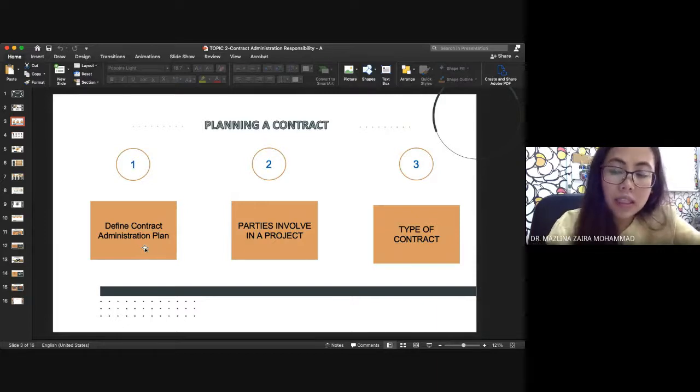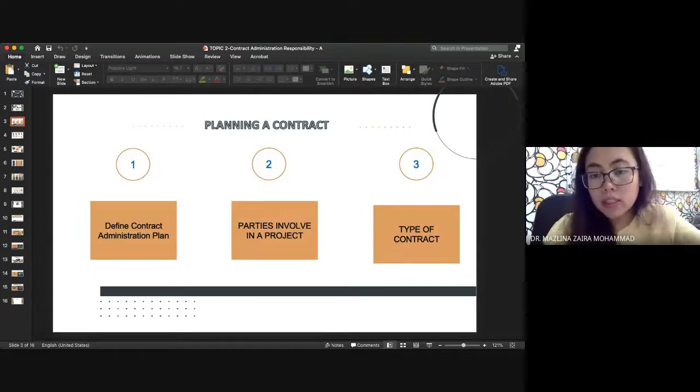They have a kick-off meeting, for example, the first time they start the project. In the first meeting, they will explain the purpose of that project. This means the contract administrator must define their plan, and then identify who the parties involved are.